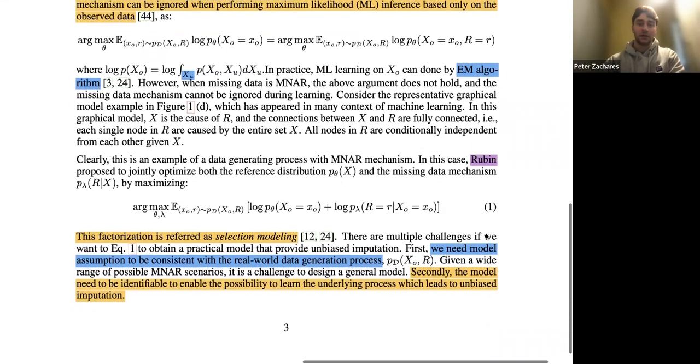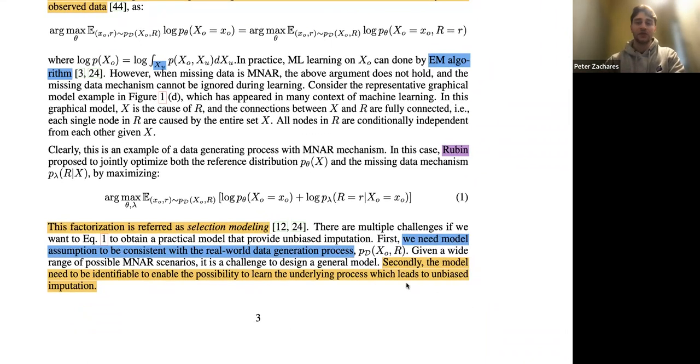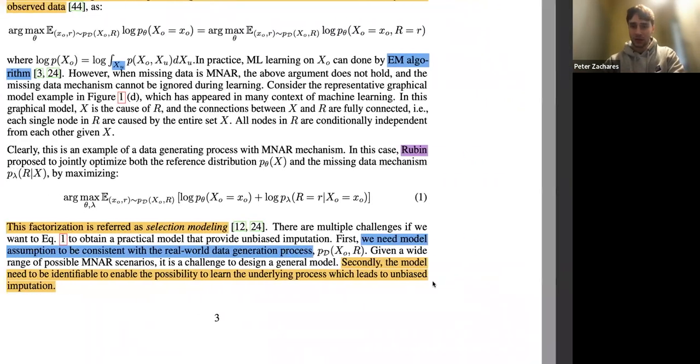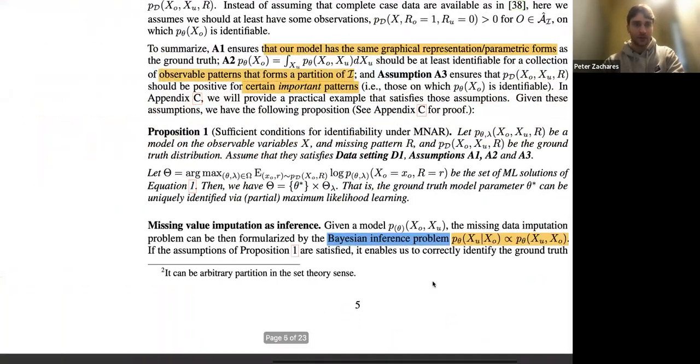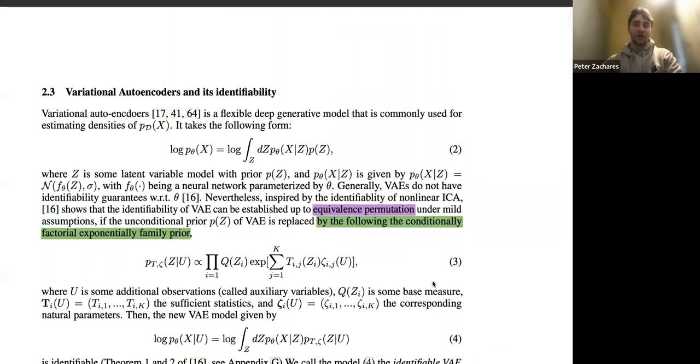And that's very true. The second assumption, which we've gone over a couple of times now, is that the model needs to be identifiable to learn the underlying process, which leads to unbiased imputation. And I think this is okay. And then, I don't know about you guys, but when I was reading this paper, I was like, okay, this all makes sense. And then they jump immediately into variational autoencoders and their identifiability. And it was like, I don't see why you're putting this here. Why are you jumping into this so soon?